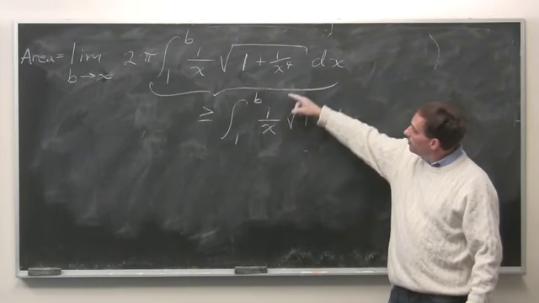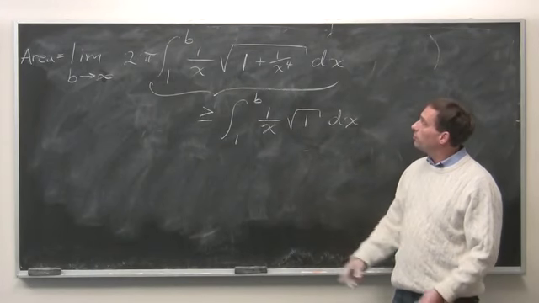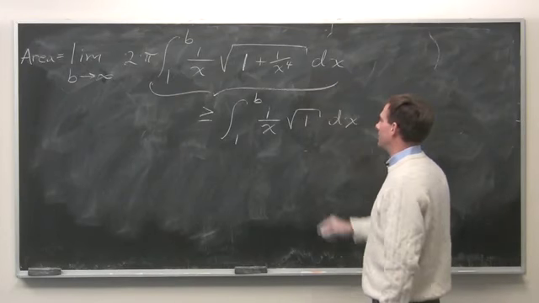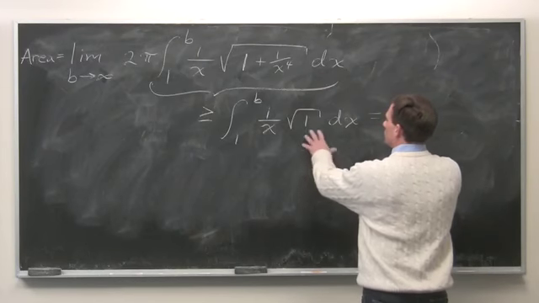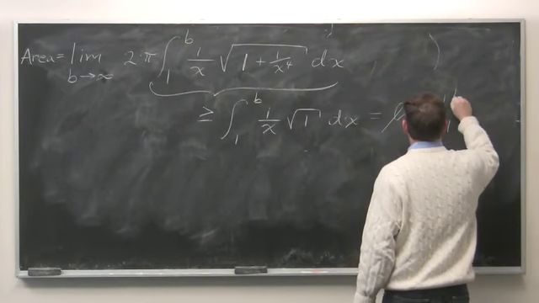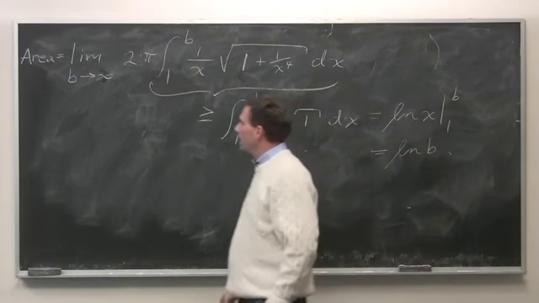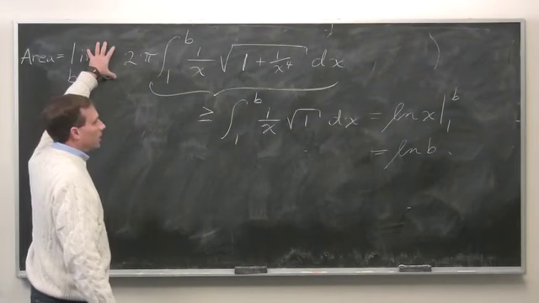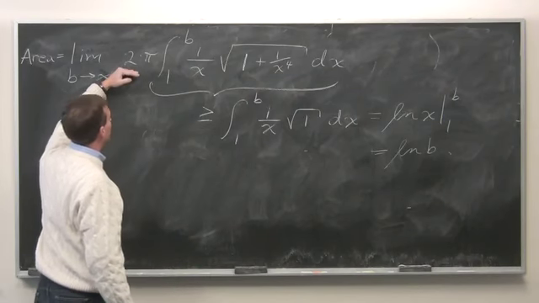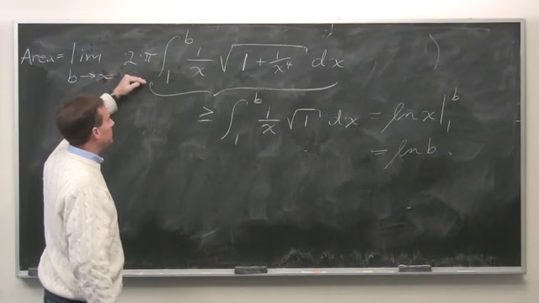Because this 1 plus 1 over x to the fourth is greater than 1. But this integral we could do. The original integral, finding an antiderivative, we can't do. But this is just the natural log of x. We could put in absolute values, but our x values are positive, from 1 to b. So this is the natural log of b minus the natural log of 1. It's just the natural log of b. And so what we get is that this quantity that we're taking the limit of as b goes to infinity is greater than or equal to 2 pi times the natural log of b.